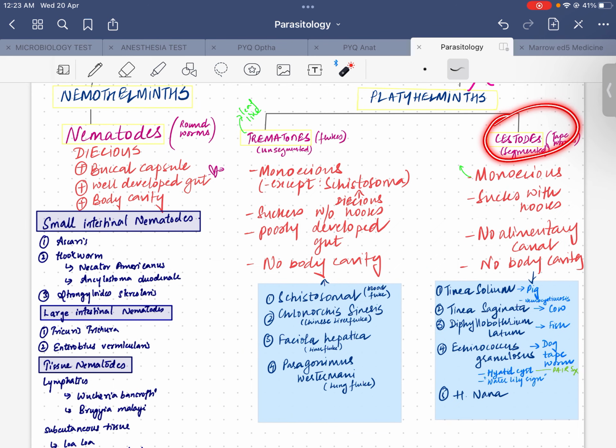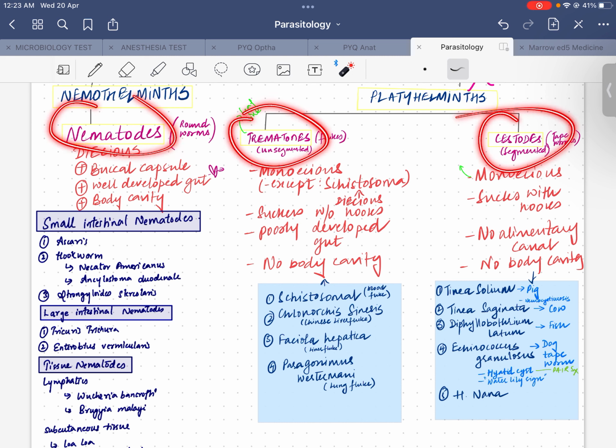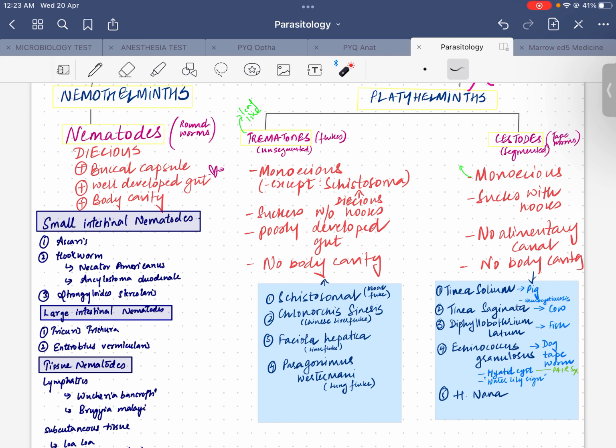And cestodes are tapeworms, right? They are segmented tapeworms. They look like this. Now out of cestodes, trematodes, nematodes, the most developed is the nematode. This nematode will have everything. It will have a body cavity, a well developed gut, a buccal capsule, and it is dioecious. What is dioecious? It has separate males and females, just like humans.